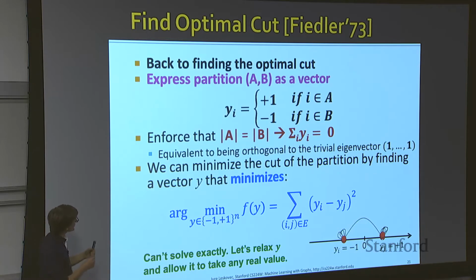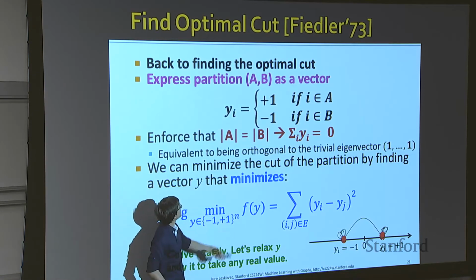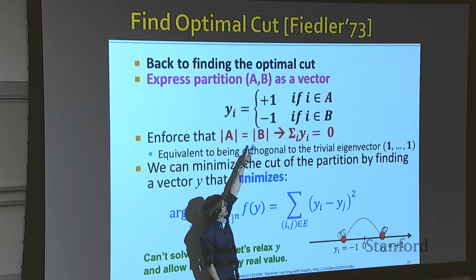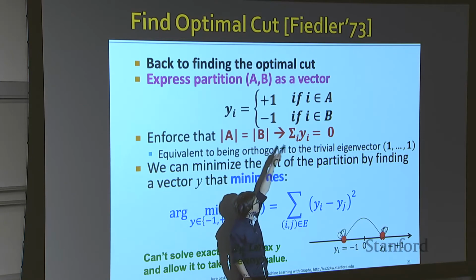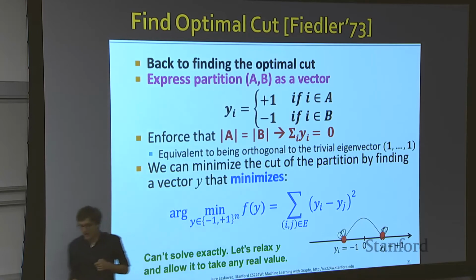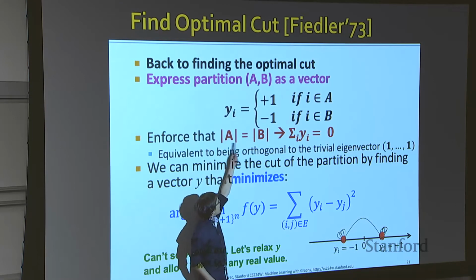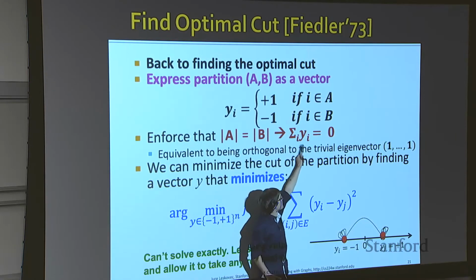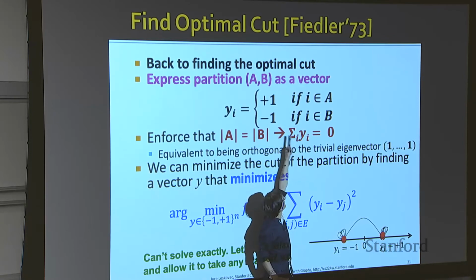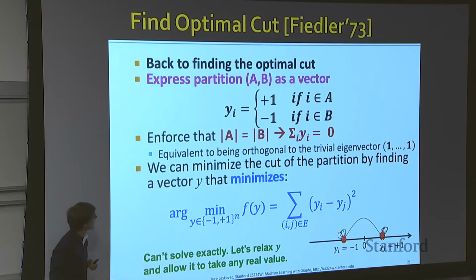He said, let's express the partition of the graph into two sets A and B with a simple binary vector, where we'll have the +1 value at coordinate i if i belongs to A, and -1 if that node belongs to B, right? And if I enforce that A and B are of the same size, then the sum of the components should equal 0, right? There will be the same number of +1s and -1s in this vector, so the sum of the components will be equal to 0, right?